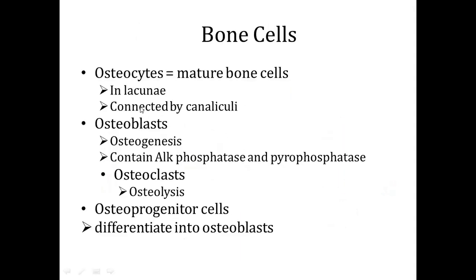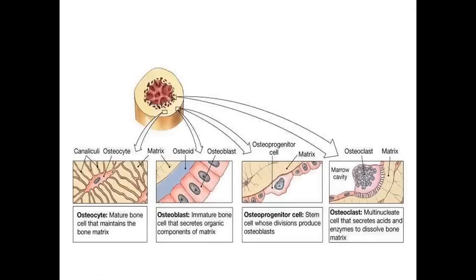Then bone cells. Again, to repeat: osteocytes, the mature bone cells as we call them, are in lacunae and connected by the canaliculi. Osteoblasts contain alkaline phosphatase and pyrophosphatase. Osteoclasts will help in osteolysis. Osteoprogenitor cells differentiate into osteoblasts. Again, you can see osteocyte, osteoblast, osteoprogenitor cell, and osteoclast.